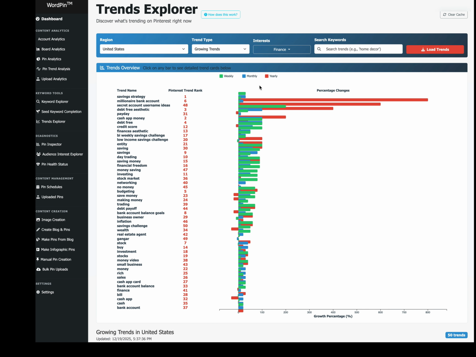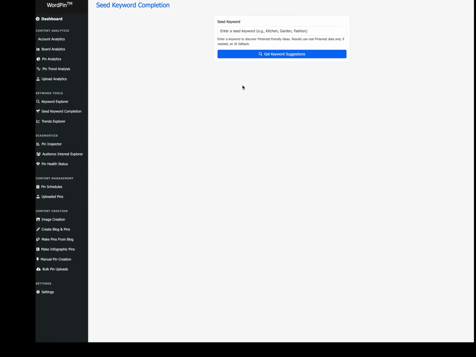Another way in which you can extend the searches that you have is by taking one of those and then using the seed keyword completion tool. So let's take, I don't know, credit score, because my mouse stopped on there. Let's take credit score. I'm going to copy that, go on seed keyword completion.